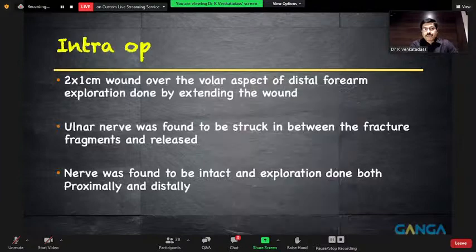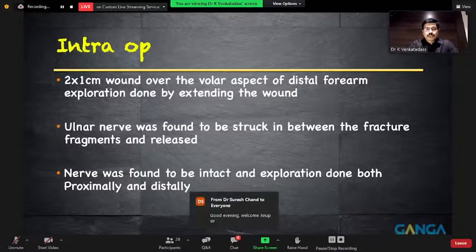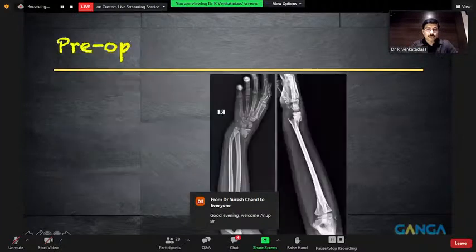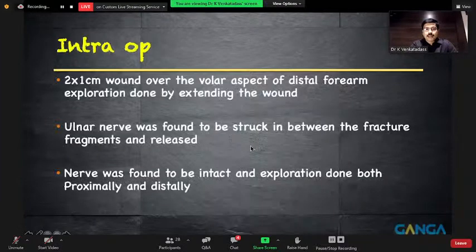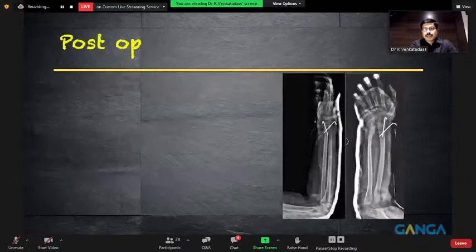So this patient was taken up for debridement. Whenever we see a wound which is from inside and which is looking unhealthy, we tend to extend the wound and see the tip of the bone, to make sure that there is no mud or muck inside. And luckily we found that the ulnar nerve was in the fracture site of the ulnar fracture. Look at the fracture. It is such an innocuous looking fracture, but surprisingly the ulnar nerve was entrapped inside the fracture site here. The nerve was found to be intact, and it was released from the fracture site.